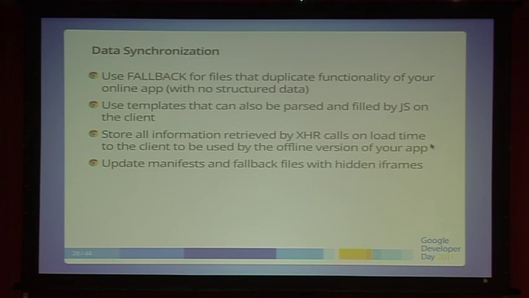When you're doing XHR calls, just store the contents of all the calls, then it's easier to reuse. And manifests and fallback files you can update with a hidden iframe. Check in the iframe if the manifest has changed, if there's an update ready. And if there is, then reload.